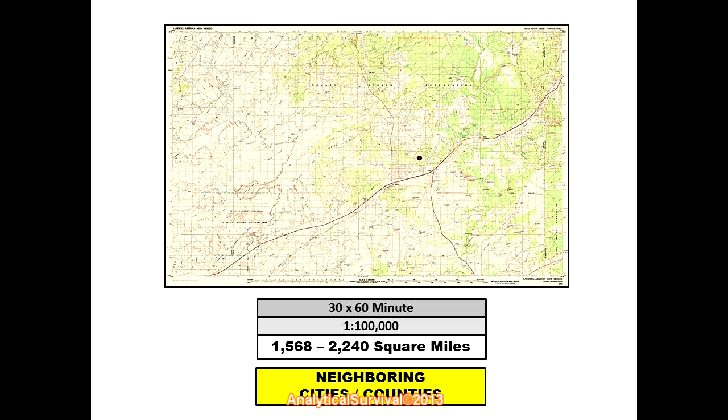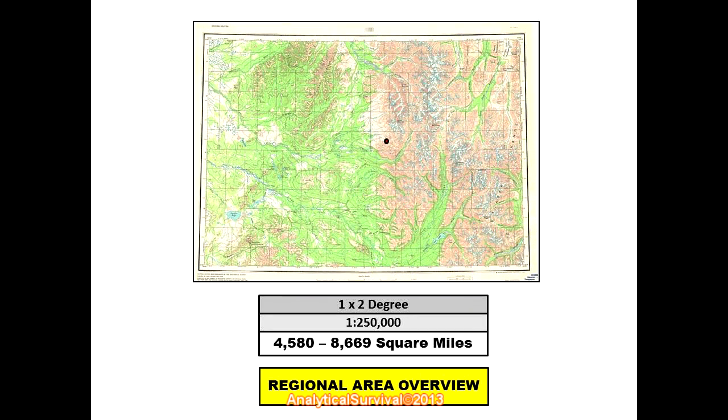Better to have a small scale map like the 30 by 60 minute here. This way, it won't necessitate so many switchovers from map to map as you move across a large area. And while we're on the topic, a 1 degree by 2 degree map would likewise be an excellent tool for an overall view of your entire regional area.